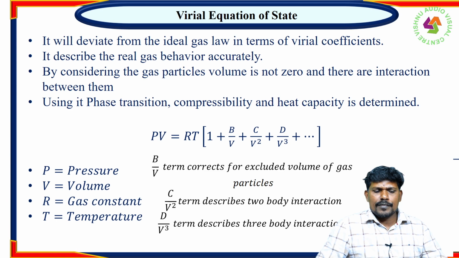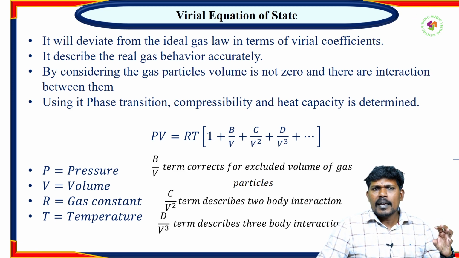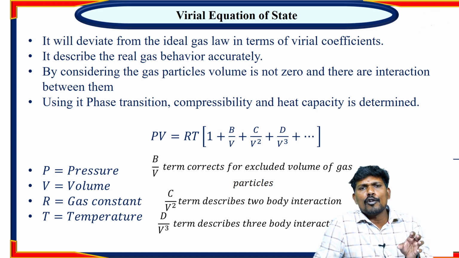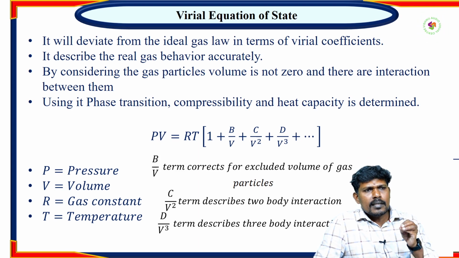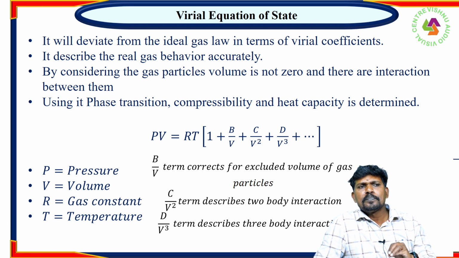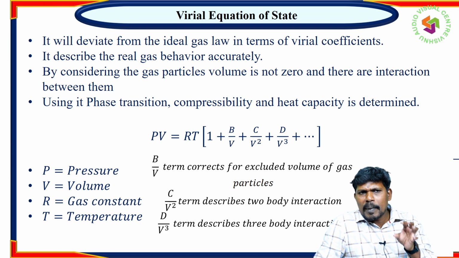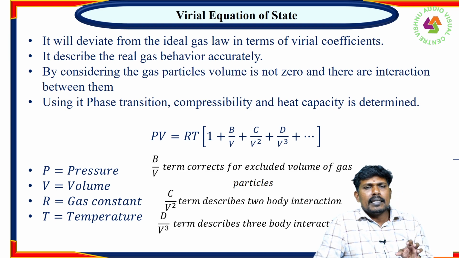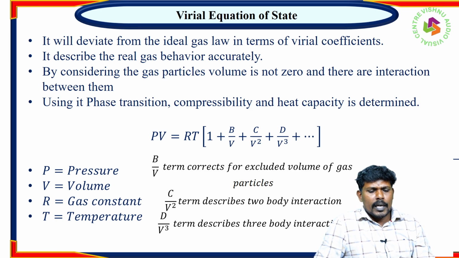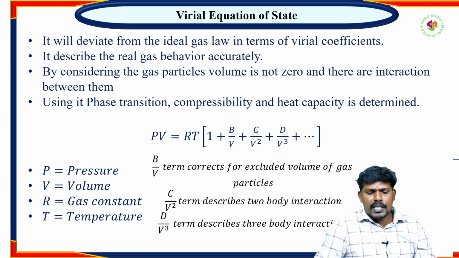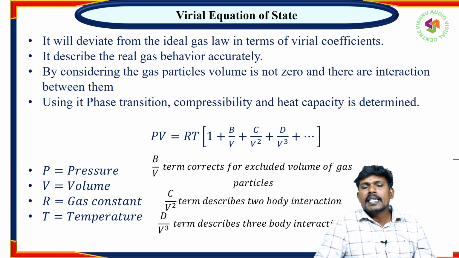Next one, the virial equation of state. The virial equation of state deviates from the ideal gas law. In the ideal gas law, it is assumed that the gas particles' volume is zero and there are no interactions. But in the virial equation of state, the expression is developed based on gas particles that have volume and attractive interactions between those particles. Using this virial equation of state, we can determine phase transition, compressibility factor, and heat capacity.